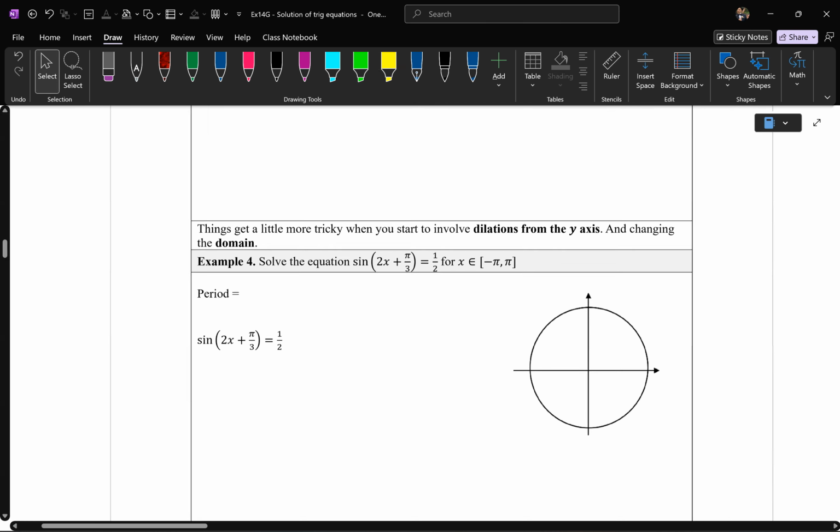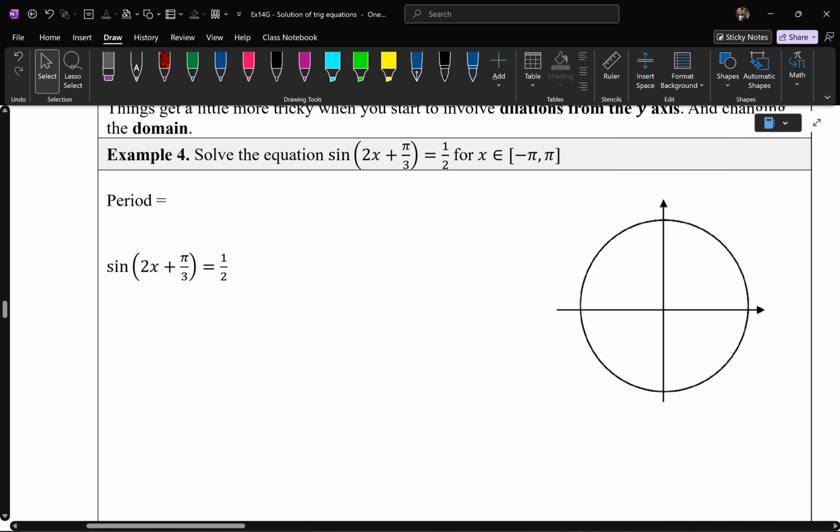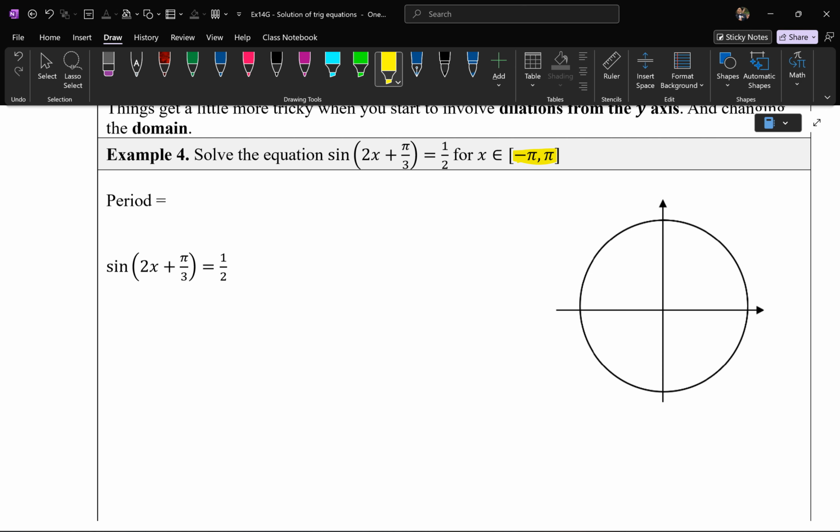I want you to look at example 4. This is as tricky and as hard as it can get. Why? I've changed the domain. It's now negative pi to pi. And I've got a 2 in front of the x. And I've got brackets and all the other. This is as hard as it gets. And if you can do this one, you've mastered 14G. Okay? This is the hardest one that you can kind of get in that scenario.